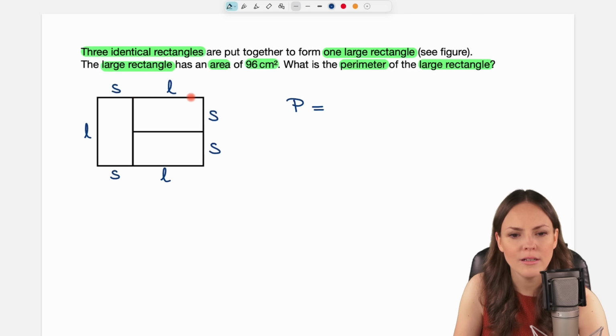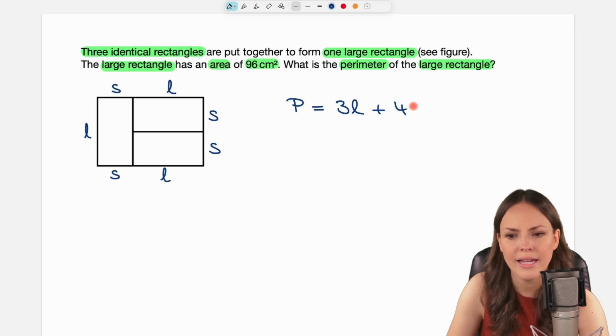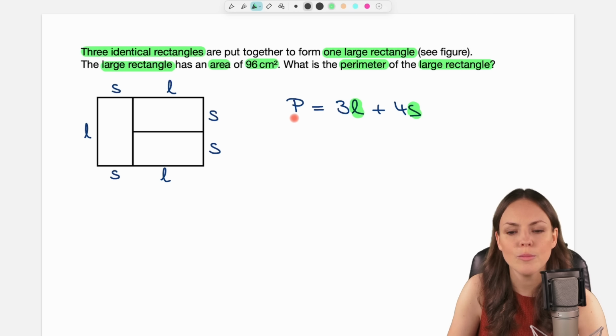Let's maybe start with the long sides. How many of these do we have? We have 1, 2, 3 long sides, so it's 3L. Plus the short sides, we have 1, 2, 3, 4 short sides, so plus 4S. And now we only need L and S to find the perimeter then. How can we find L and S?